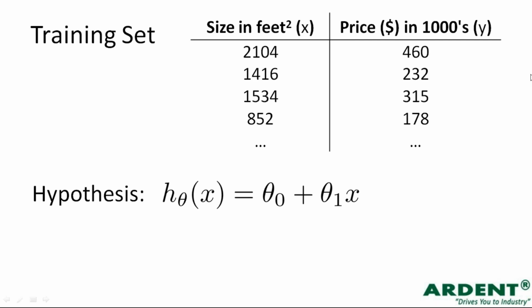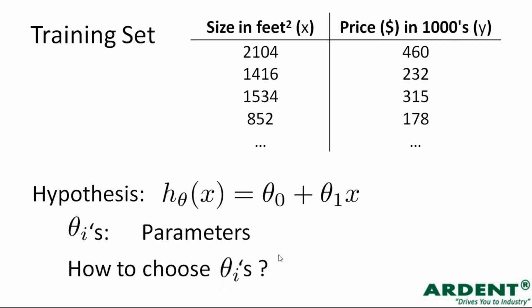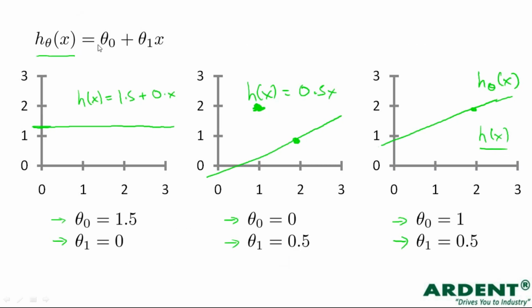So the hypothesis h theta of x equals theta 0 plus theta 1 x, right? This formula is well known to us. Now, just have a look. Here the thetas are the parameters. And how do we choose the thetas? That means how we choose m and c, the slope and the y-intercept. This is the formula we know well.